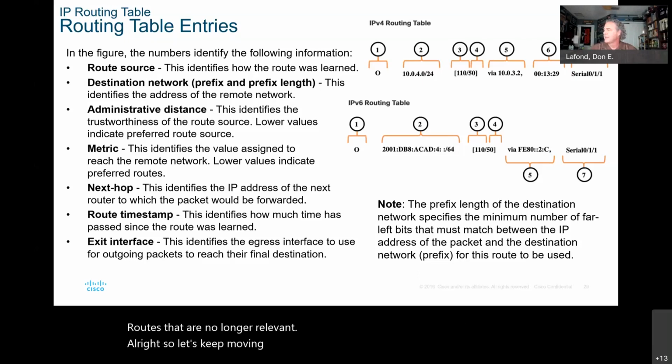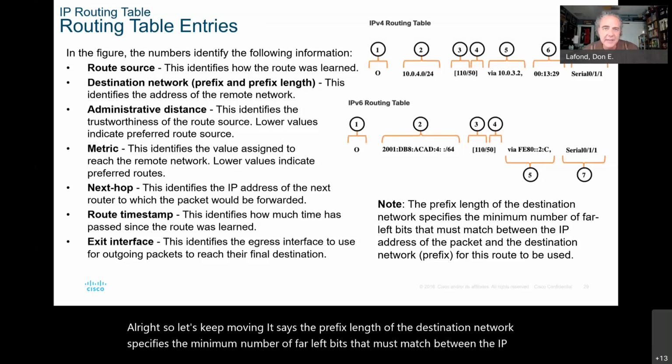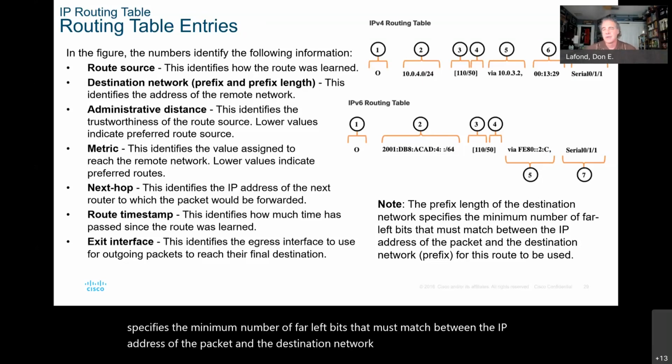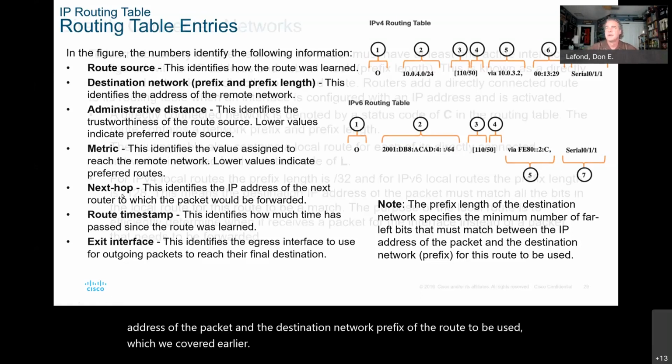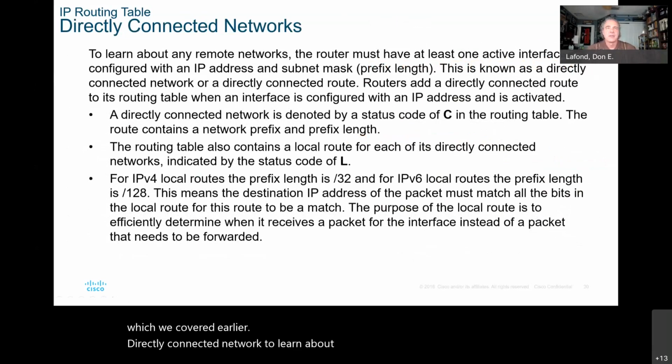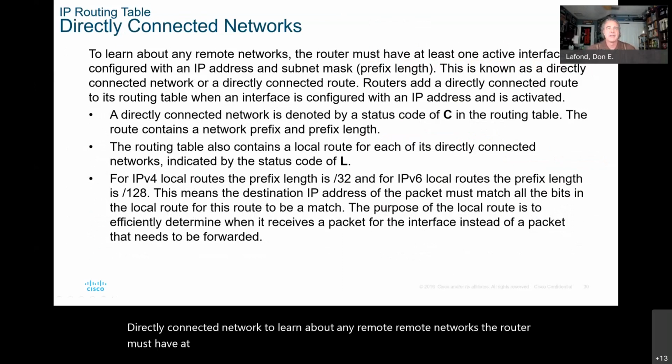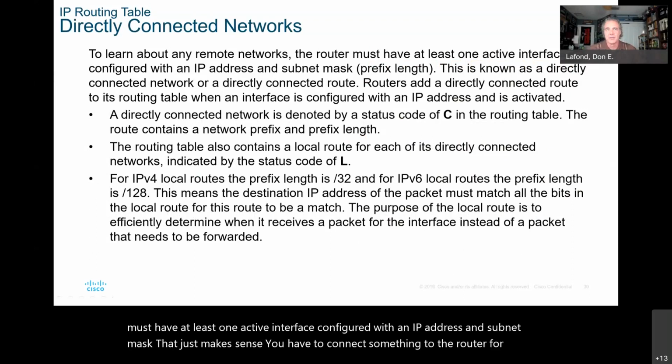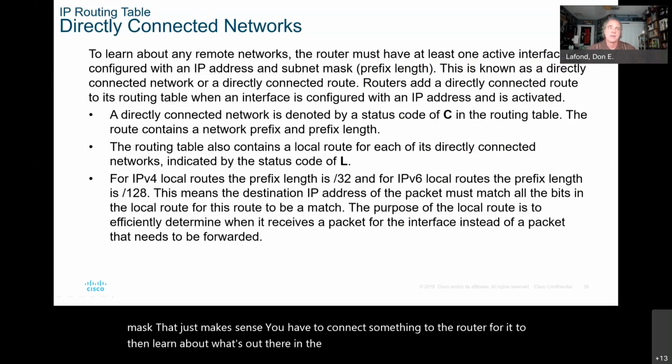Oh, it says the prefix length of the destination network specifies the minimum number of far left bits that must match between the IP address of the packet and the destination network prefix of the route to be used, which we covered earlier. Directly connected network. To learn about any remote networks, the router must have at least one active interface configured with an IP address and subnet mask. That just makes sense. You have to connect something to the router for it to then learn about what's out there in the world. This is known as a directly connected network or a directly connected route.